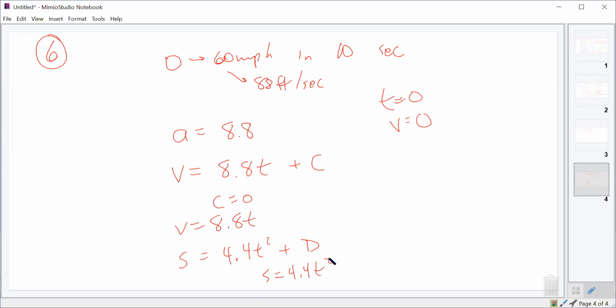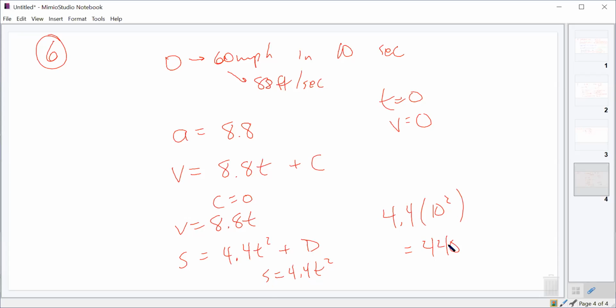And so we know that all we have to do is take the 10 seconds, square it, multiply it by 4.4. Looks like that comes out to be 440 feet. Choice E.